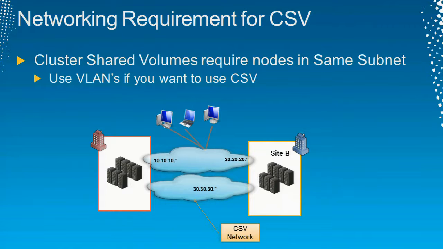Network requirement for CSV. CSV does not support multi-subnet in 2008 R2. If you want to use CSV, we highly recommend using stretched VLANs. So that's a requirement for 2008. Keep that in mind when you are designing your CSV for multi-site clustering. The other important factor is the CSV network needs to be the same subnet. It doesn't mean that you need to convert all your networks, including your public network, which is used for client connectivity, to be the same subnet. You can still have multiple cross subnets for your public network or client connectivity network.